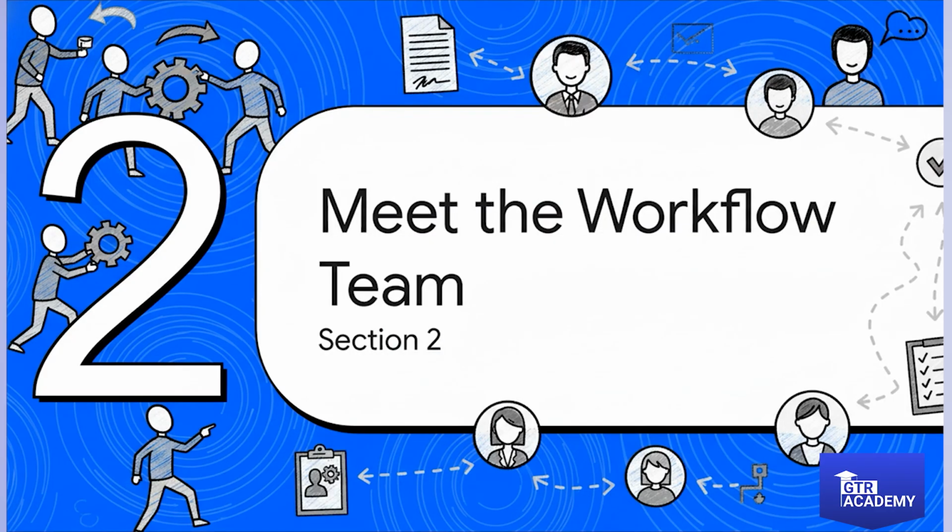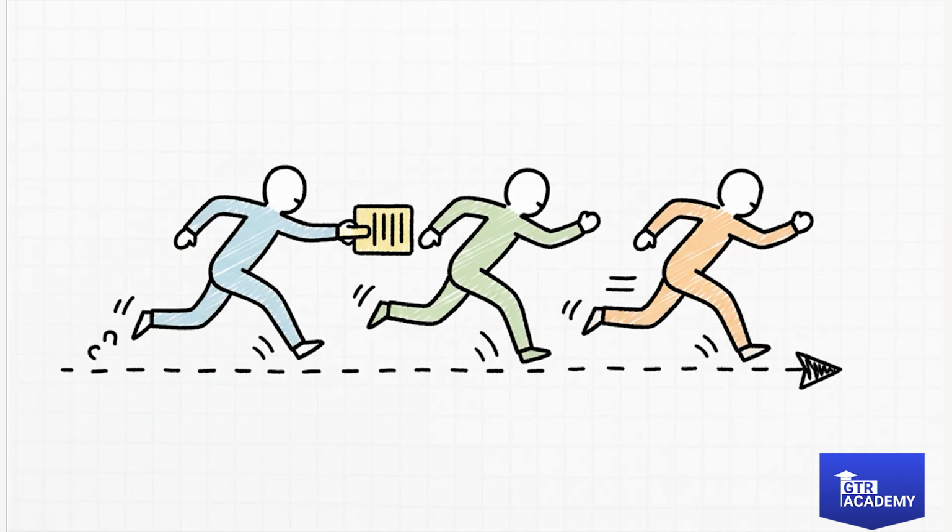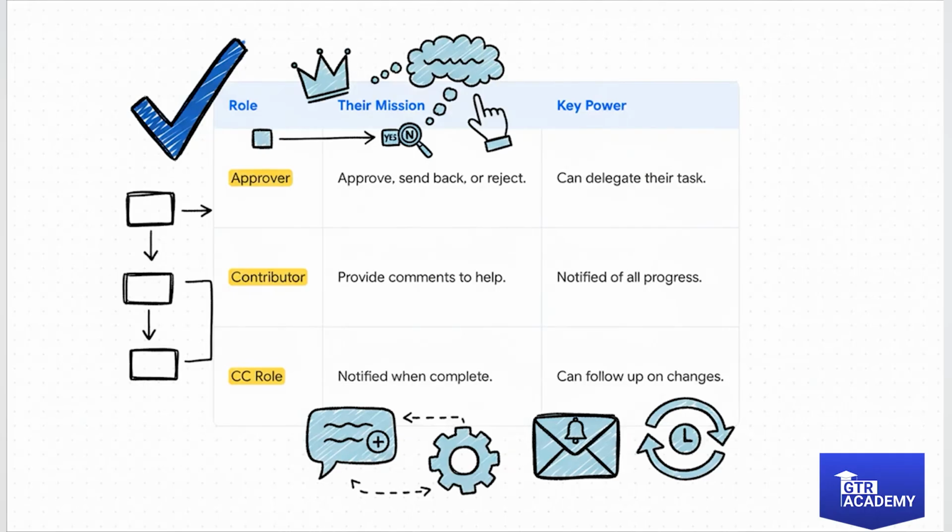Of course, any process is all about the people involved. So in this next section, let's meet the key players, what I like to call the workflow team, the folks responsible for getting any approval across that finish line. You know, a great way to picture this is like a digital relay race. The request itself is the baton, and it gets passed from one person to the next in a very specific order. Each person has their own unique role to play to get that baton all the way to the end. So let's break down this team.